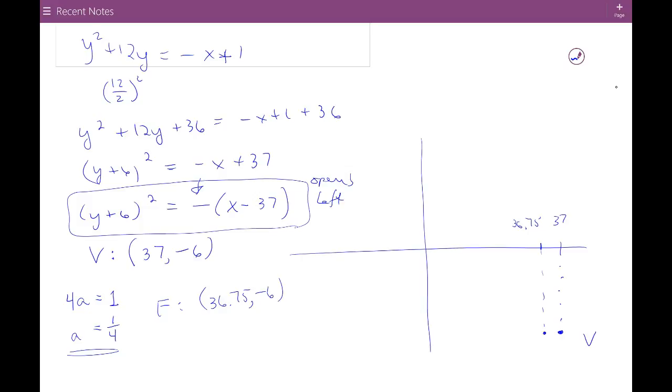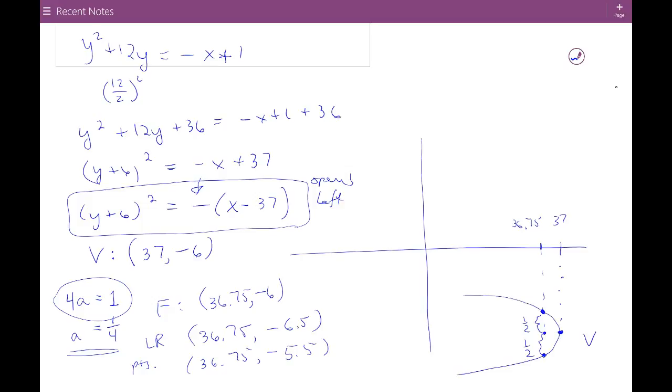So there's your focus. And then at the focus, the parabola is only 1 wide, so it's very narrow. So you go 1/2 up and 1/2 down. Those points are still going to have 36.75 as their x coordinate, but then it's going to be -6.5 and -5.5. So these are the latus rectum points. And you can see it's a very narrow parabola. And that's all I have for this section.